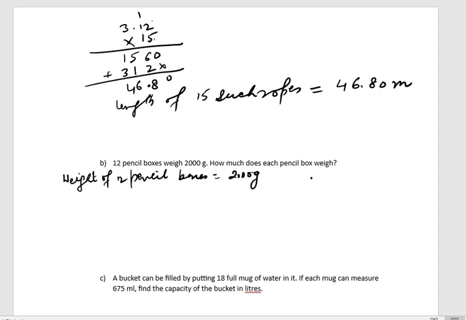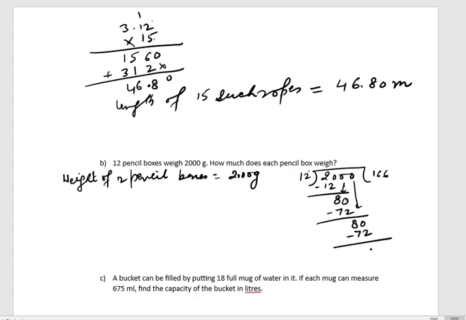So what we have to find out? What does each pencil box weigh? So how many pencil boxes are there? 12. So we have to divide 2000 by 12. 12 ones are 12. Subtract. 10 minus 2 will be 8. So put this 0. 12 6s are 72. Subtract. So 8. Put this 0. Again 12 6s are 72. 8. Put a decimal point, 0, and then again 6. It will keep going on.